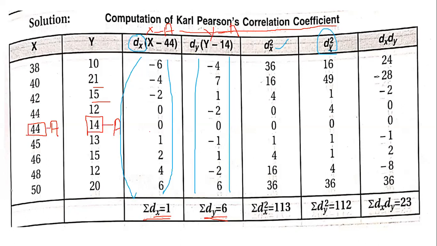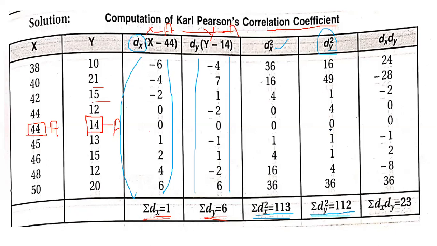Again, for dy square, minus 4 into minus 4 is plus 16. 7 7s are 49. 1 into 1 is 1. Minus 2 into minus 2 is 4. And so on, you will calculate the squares. So after calculating the squares of dx and dy, add them up. Once you add all of these values, you get the next important value for the formula, that is summation of dx square. And if you add this column here, you get summation of dy square. So that will give us 4 important values from the problem.